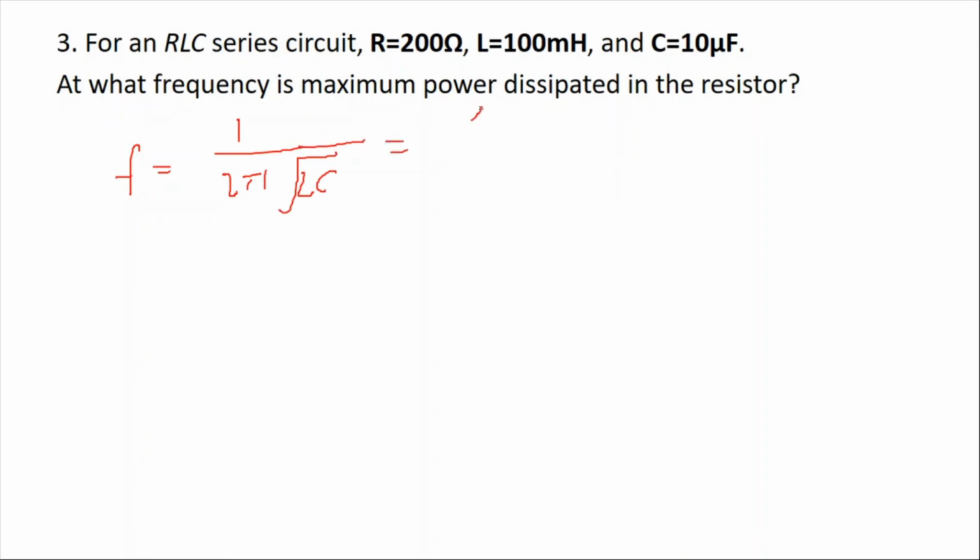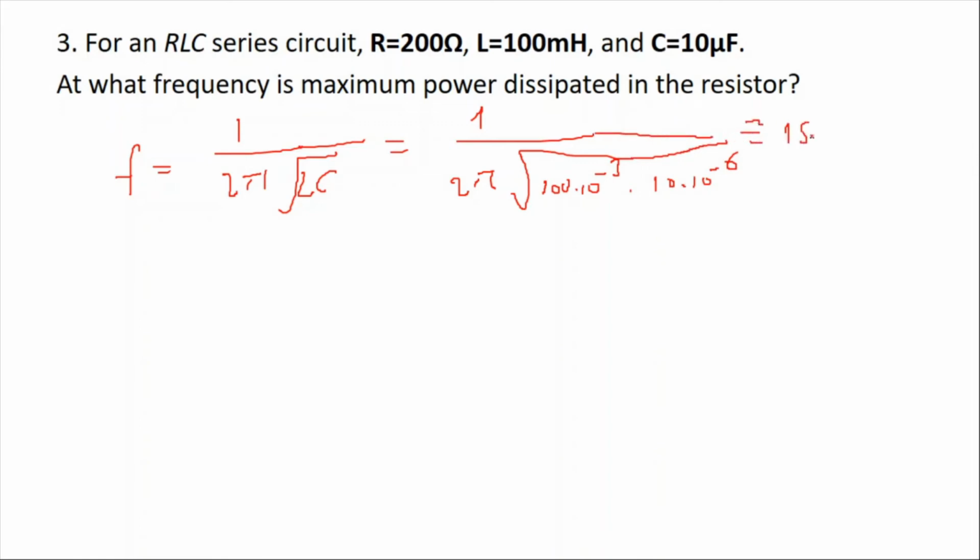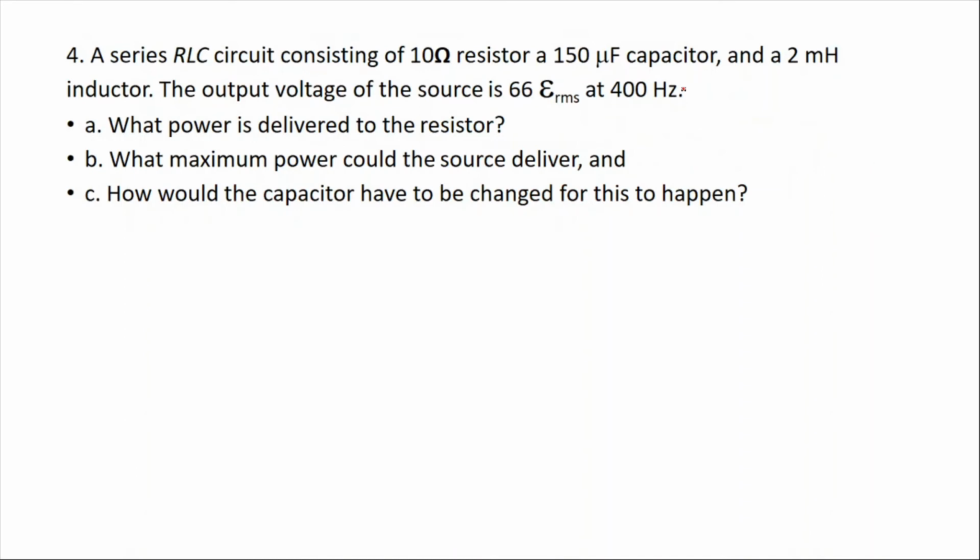So if we plug in the givens, we will get 2 pi square root of L, which is 100 millihenry, 100 times 10 to the negative 3, and capacitance is 10 times 10 to the negative 6. If we calculate it, we will get approximately 159 Hertz. At this frequency, the power dissipated will be maximum. This is the last question.